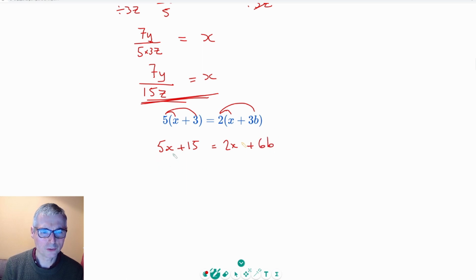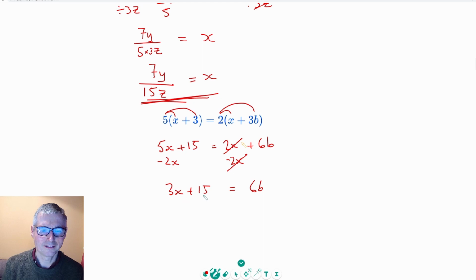So what I need to do next is collect the x's up on the side with the most number of x's. So what I'm going to do is take away 2x from this side and also 2x from this side because I don't want x's to be on both sides of the equation. So the x's will cancel there. I'm left with 5x minus 3x minus 2x gives me 3x. Still got the 15, and that's equal to 6b.